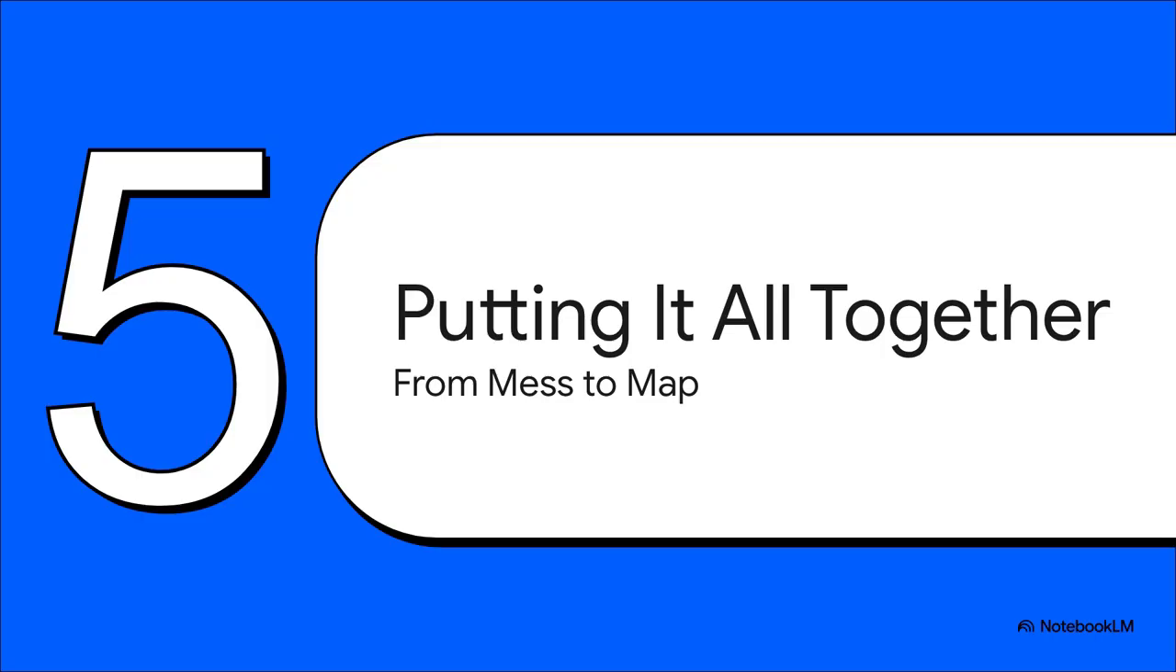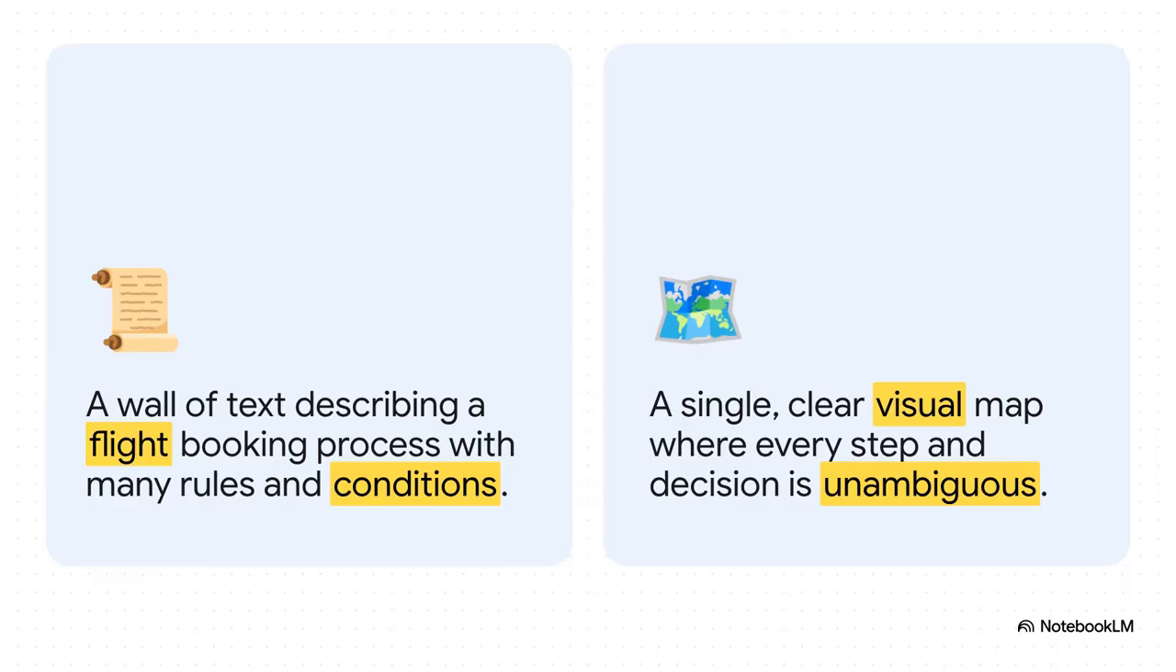Now for the best part. Let's take everything we've learned and apply it to that messy paragraph we started with and see the transformation. This is the payoff. And there it is. On the left, that confusing block of text we started with. And on the right, total clarity. It's a single visual map of the entire process.